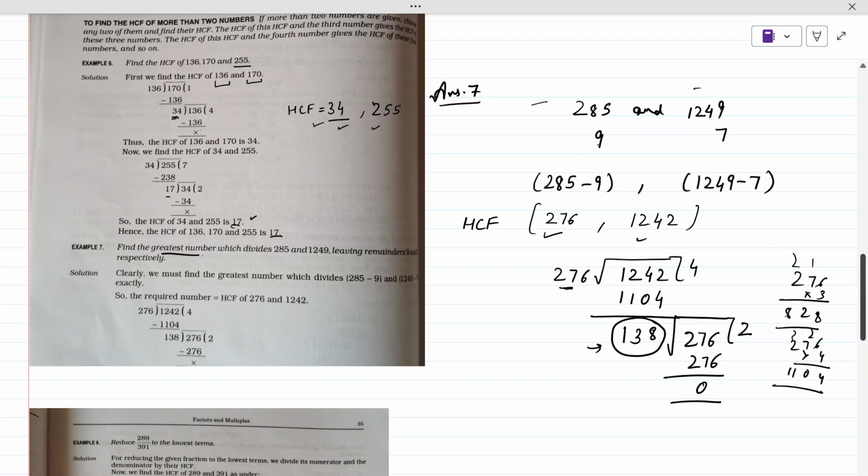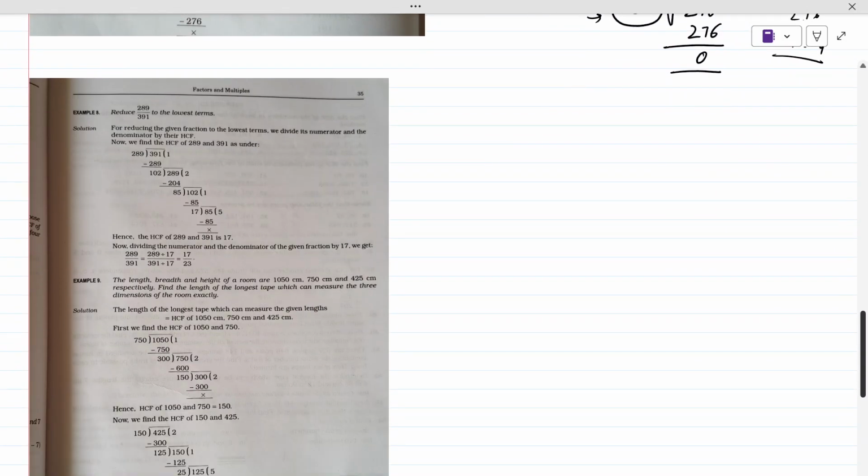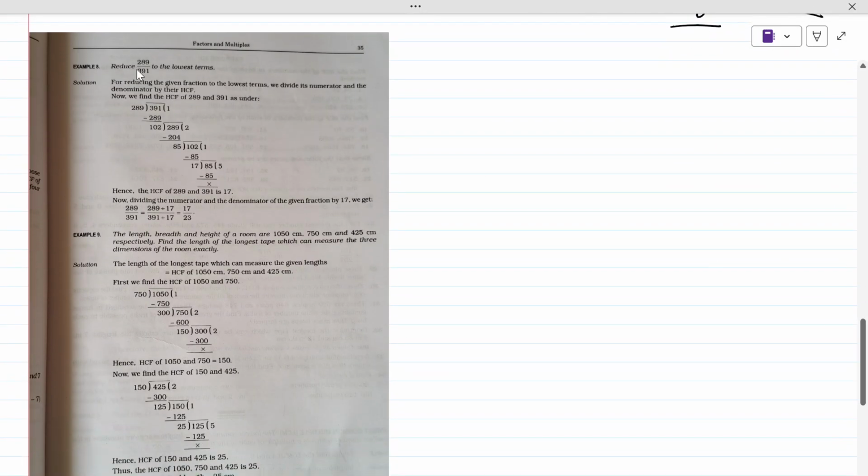Now let us go to the next question here. Reduce 289 by 391 to the lowest term. What we have to do, we have to reduce it to the lowest term. So what does that mean, kids? That means we have to divide it using the same number.